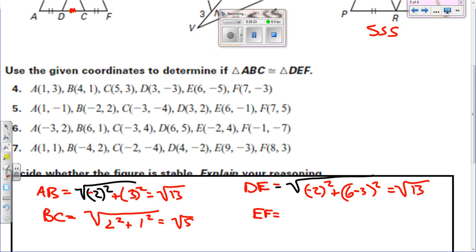So BC, 3 minus 1 is 2. So it's 2 squared plus 5 minus 4, which is 1 squared, which is square root of 5. EF is equal to 7 minus 6, which is 1 squared, plus negative 3 minus 6, which is negative 9 squared, which gives you the square root of 82. That's going to be no.